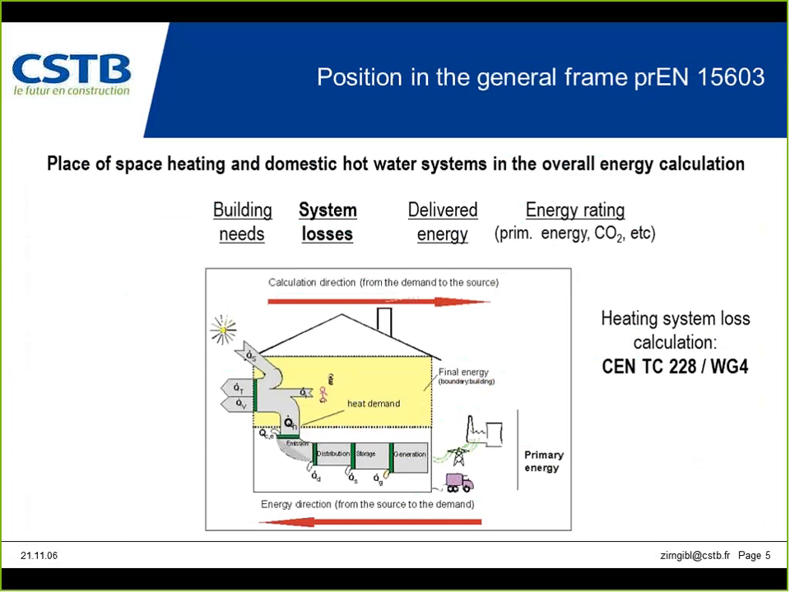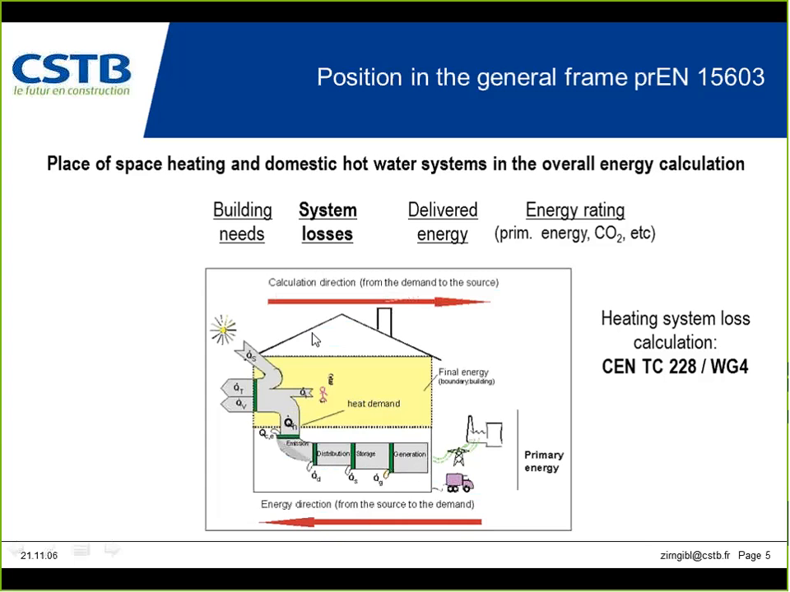So where is the position of these standards within the general frame? You may know that the general frame of all this is prEN 15603. So 15603 is reflecting also the overall system. If you see the energy direction, the energy flow, it goes from the primary energy, so from the source to the demand, so it goes to the building, and then you have generation, storage, distribution again, and then you have the losses, the energy goes out.